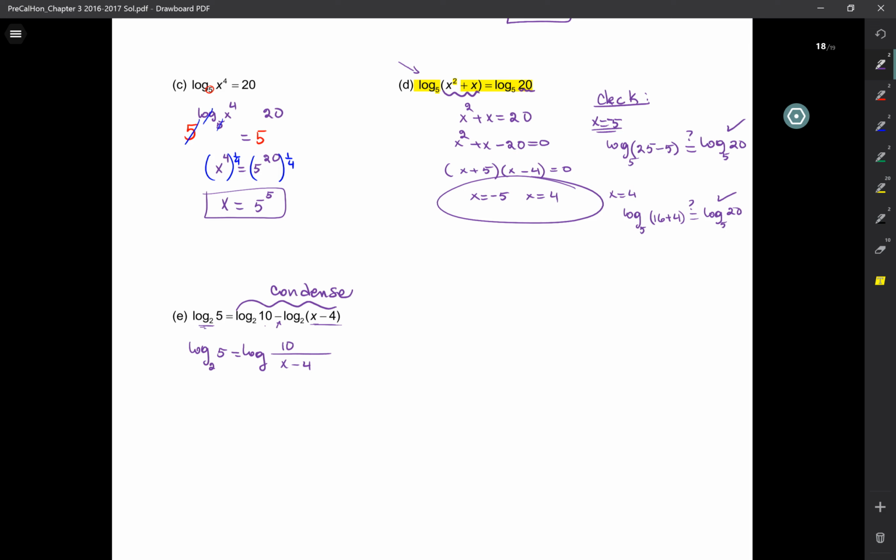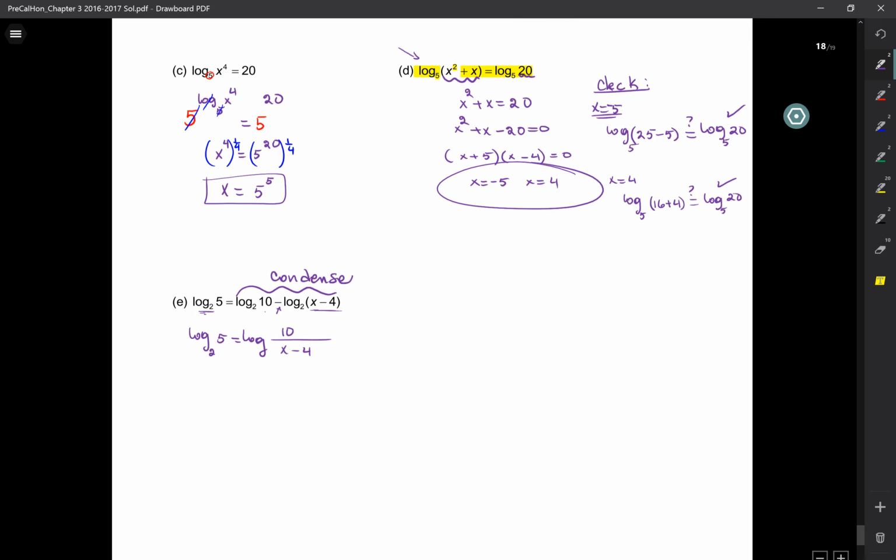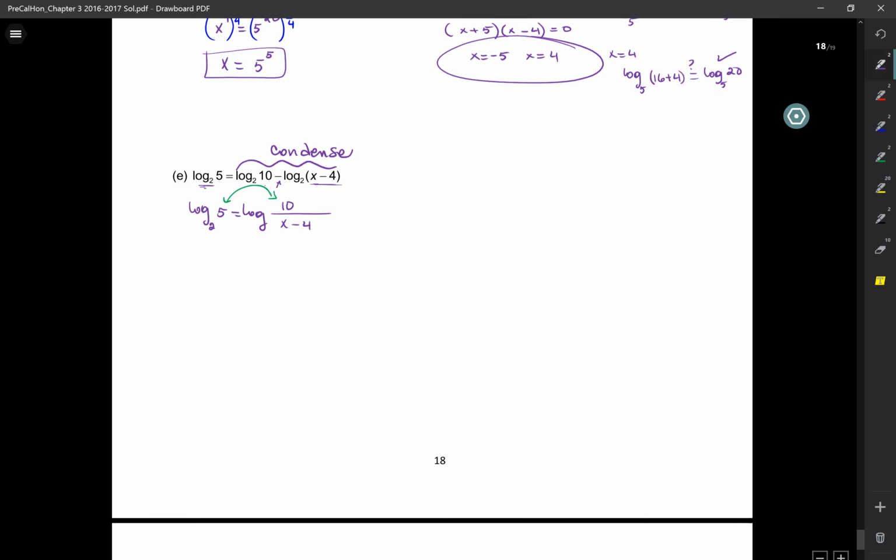So now I can set the arguments equal to each other, and I say 5 is equal to 10 over x minus 4. Cross multiplying, 5x minus 20 is equal to 10, 5x is equal to 30, and x is equal to 6. And if you quickly put this back into your equation and check, you will see that it does check out.